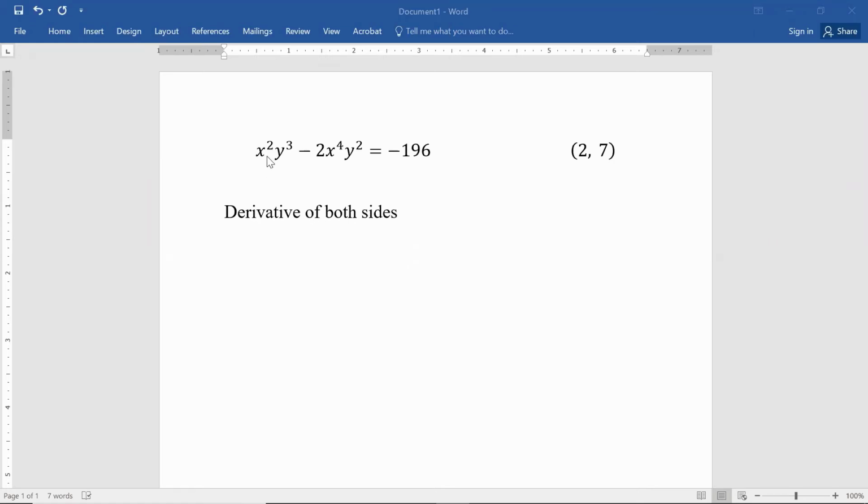So if I focus in on x squared times y to the third, that's actually a product rule where the x squared is like an f and the y to the third is like a g. So I would take the derivative of f, that's 2x, times normal g, which is y to the third, plus the normal f, x squared, times the derivative of y to the third, the derivative of g. So that would be 3y squared.